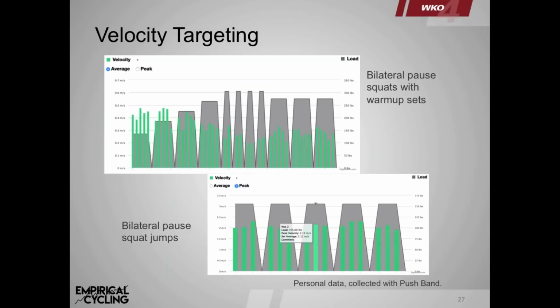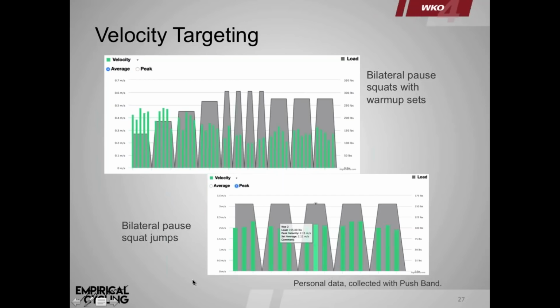Okay, so velocity targeting. Up here at the top, this is a high volume squat day for me. So what I want to show you here is the average velocity for some heavy squats. We can see that almost all of these are between 2 and 3 meters per second. So these are very heavy. These are very slow. So not a big speed day here.